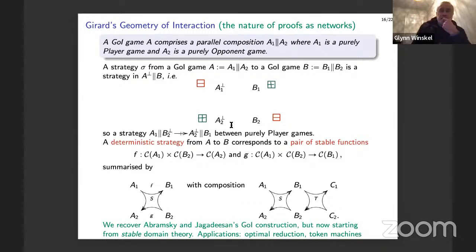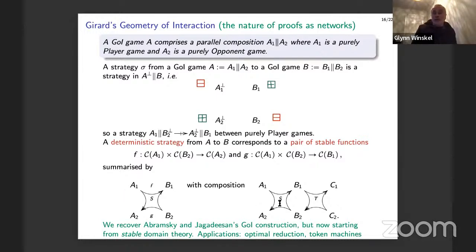With the switching of polarities that takes place, we have positive events, positive moves or moves of player in B1, just as we started out with, but also in A2 perp on the left-hand side. And then if you think about what causal dependencies there can be, they can only be from A1 perp events or B2 perp events to such positive player moves. And in fact, in this case, a deterministic strategy will correspond to a pair of stable functions, where you have one function taking input here and giving output here, and another function taking input here and giving output there. So that can be summarized by thinking of a strategy as a pair of functions like this.